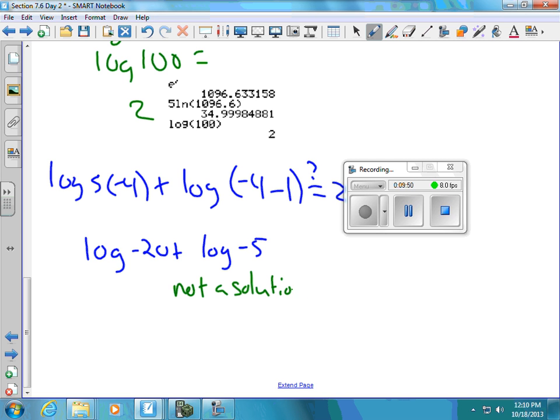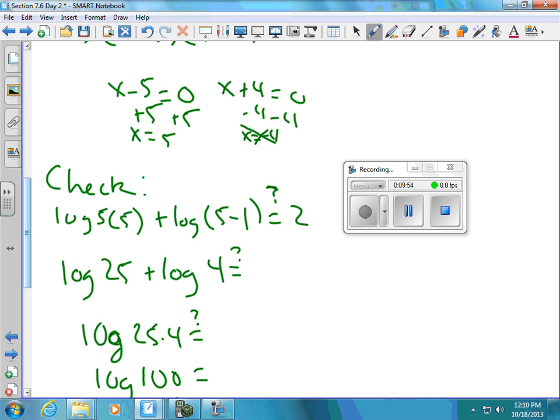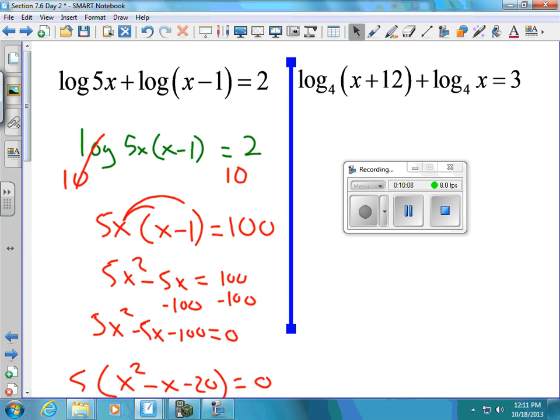which means negative 4 is extraneous, and we don't count it. Okay? This is an extraneous solution. So x equals 5 is the only real solution. And now we're done. Okay. I'm going to leave log base 4 of x plus 12 plus log base 4 of x equals 3 for you guys to do on your own.